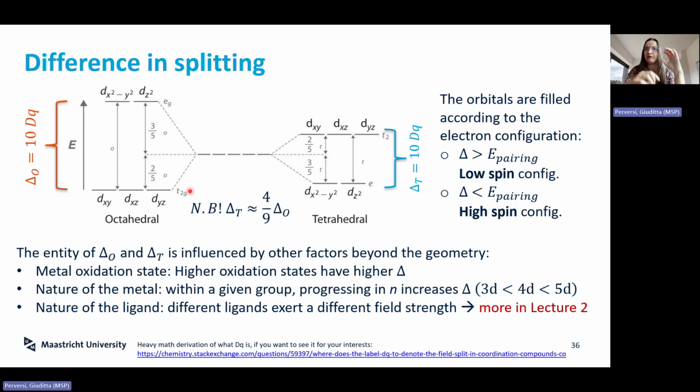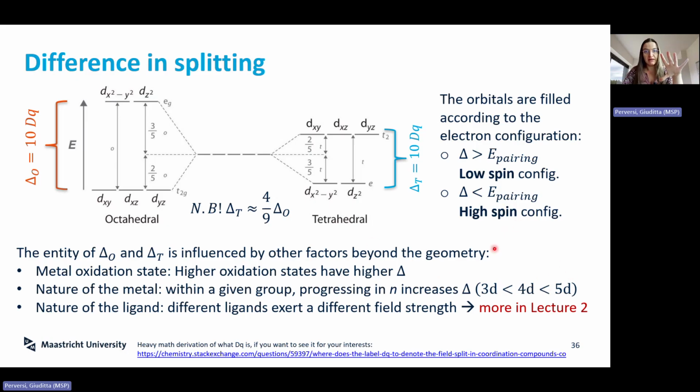So it will always be smaller. Note that how big the field splitting is, is something that you cannot define in a vacuum. You need to consider the metal oxidation state, what the metal is doing, and what the ligand is exerting in terms of gain and loss. So what is the influence of the ligand? At this stage, we are not doing the full influence of the ligand. This is going to be part of lecture 2.